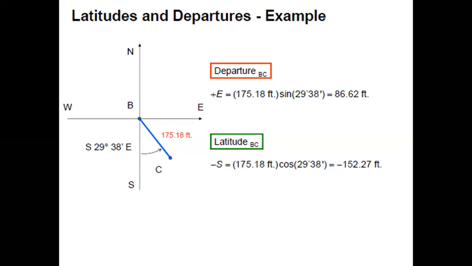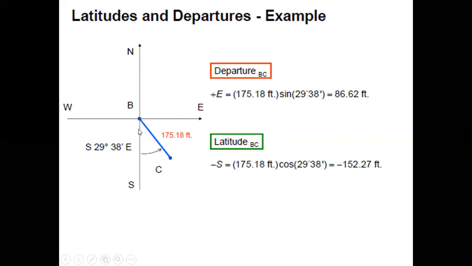Next, if we consider the second line segment, BC, the departure value for this case is going to the right, so this is positive. To obtain this component, this is the given length times the sine of the given angle, or for this case, the bearing. So it's equivalent to positive 86.62.